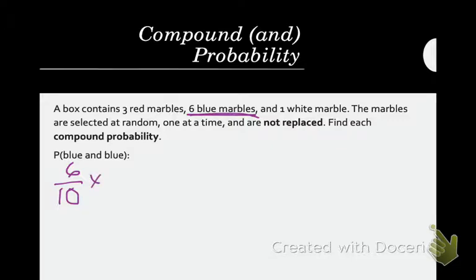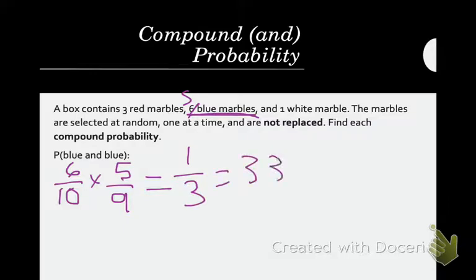It's and, so I'm going to multiply. And then the probability of getting another blue, because this is not replaced. They're chosen one at a time and not replaced. So the probability of getting another blue would be 5 out of 9, because there were 6 blue marbles. I took one out and now there's 5, which means that my total is 9. So 6 out of 10 times 5 out of 9. Okay, and that equals 1/3 when I simplify it, which is 33.3%.